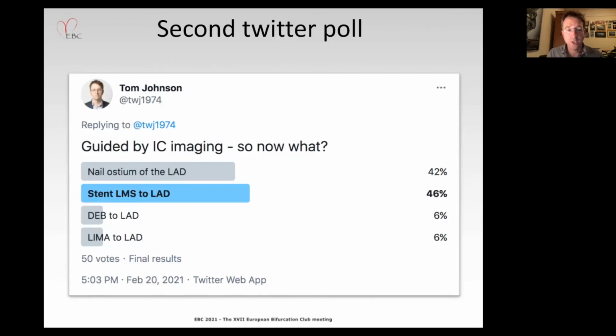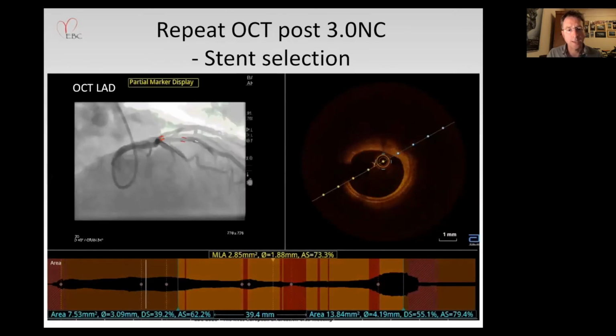Well, there actually was then a relative split between nailing the ostium, regardless of the fact that there was disease extending to the distal left main, or stenting left main to LAD. Now, actually, the most contemporary EBC consensus would probably lean towards a crossover stent left main to LAD strategy, which was in fact what I selected.